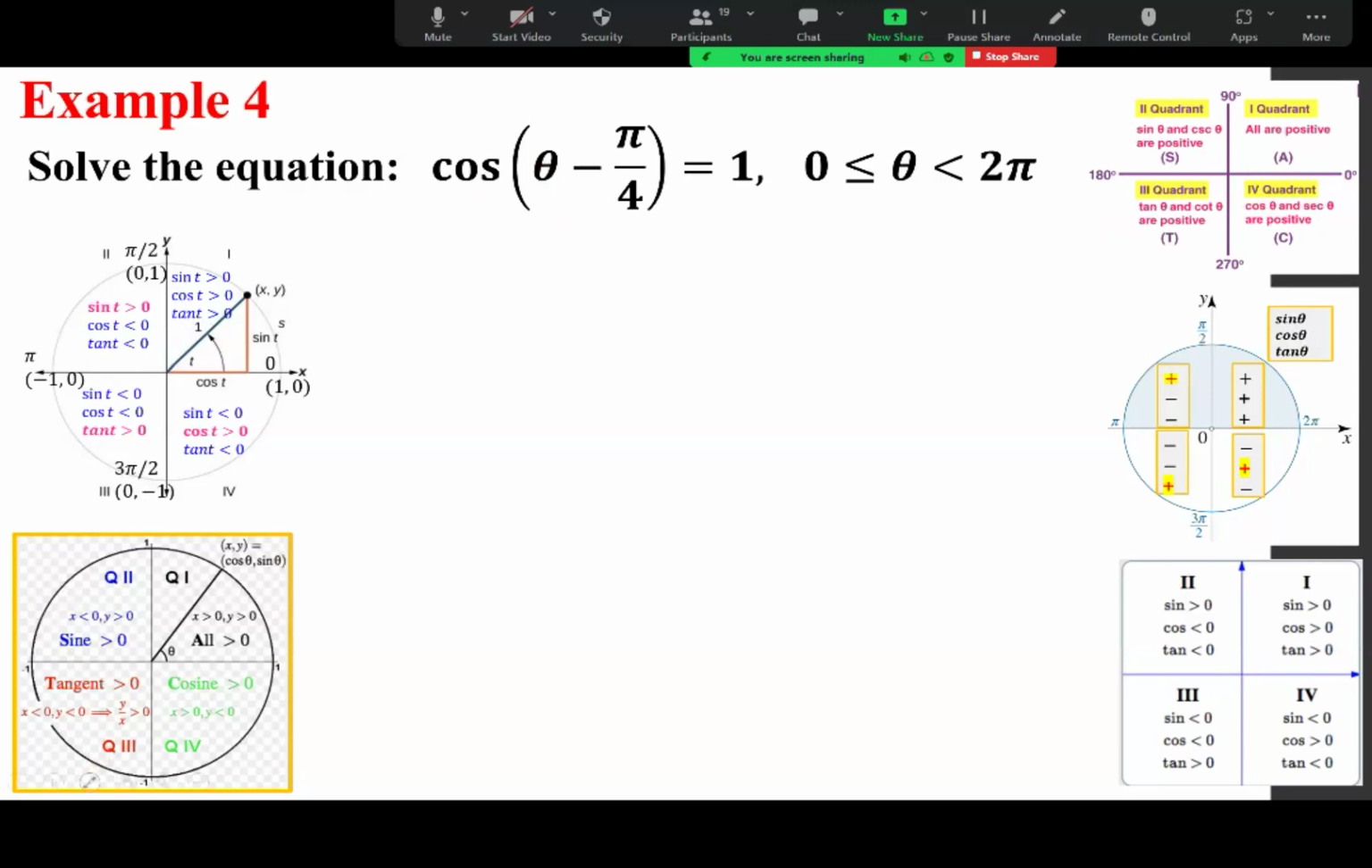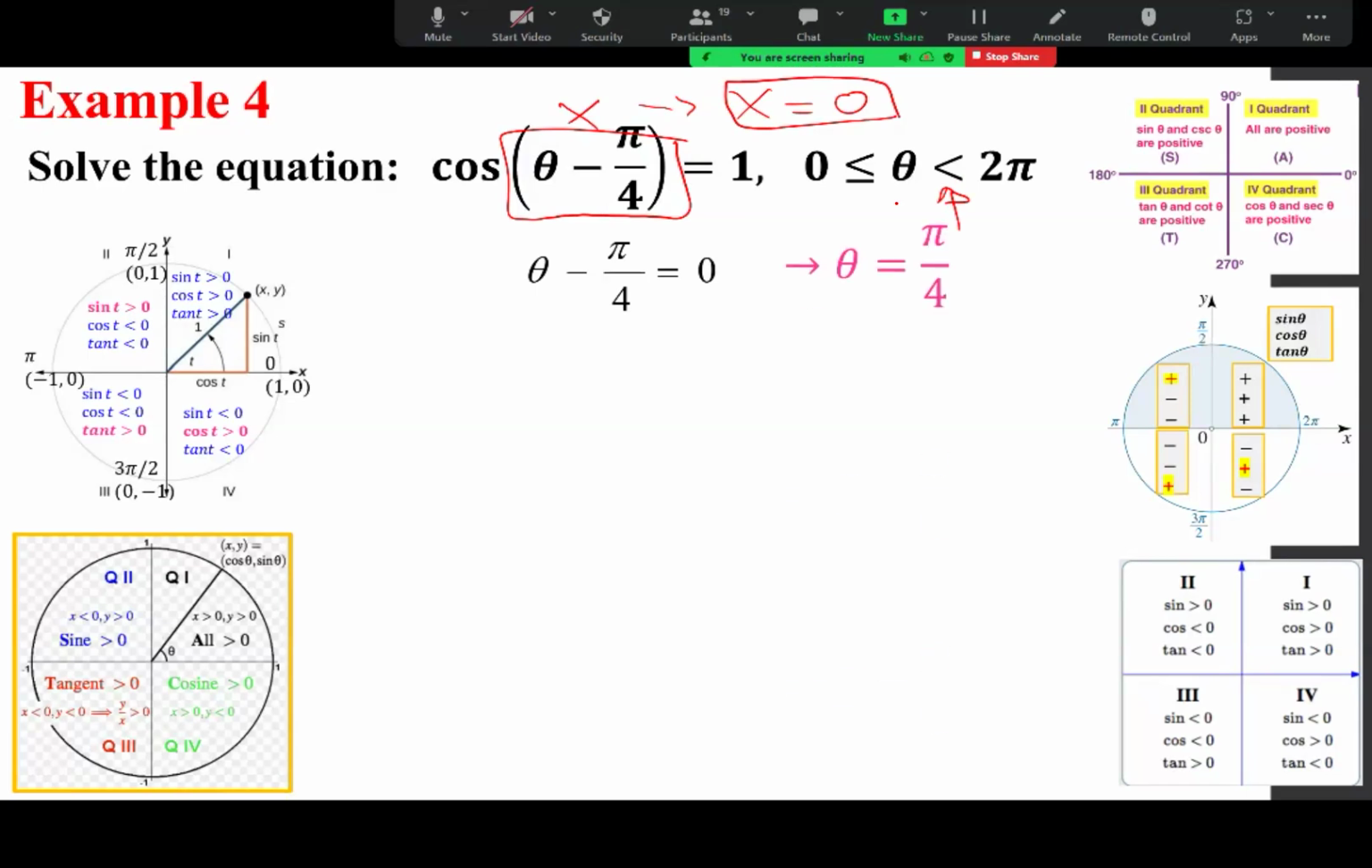So we want to solve this. Cosine of x is 1, let's say. So it must be 0 or 2 pi, but pay attention, we don't have the equalities, we just want one of them. By the way, 0 is ultimately the same as 2 pi. So that means x is 0. That means theta minus pi over 4 must be 0, and that makes theta equal pi over 4.